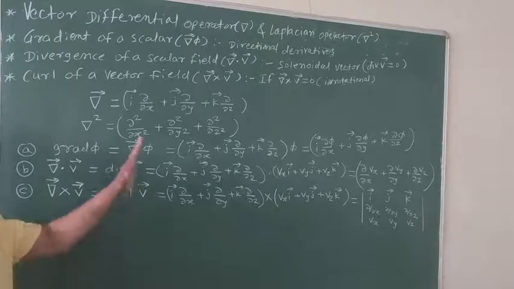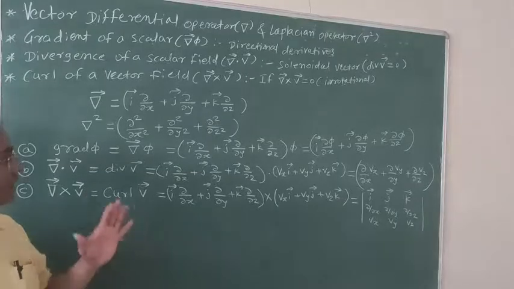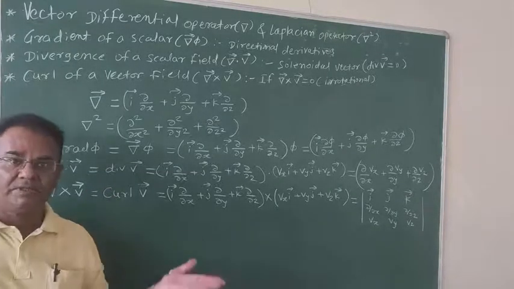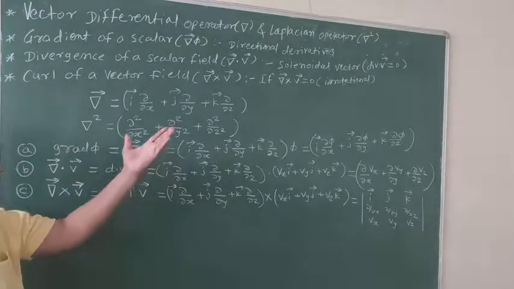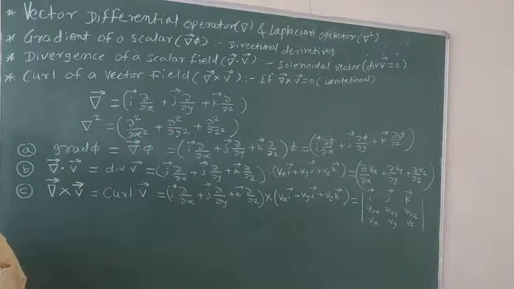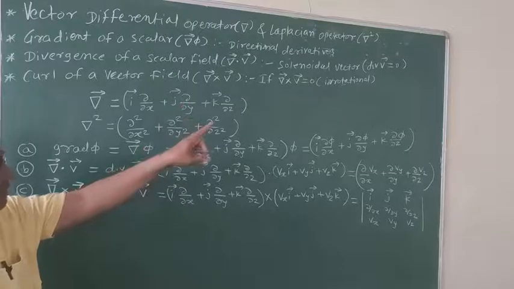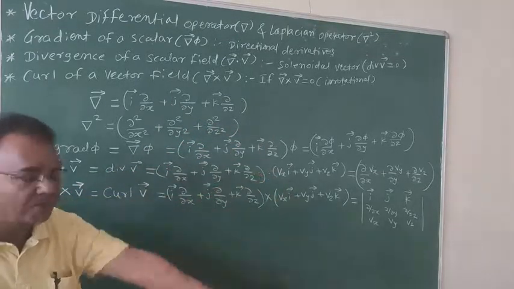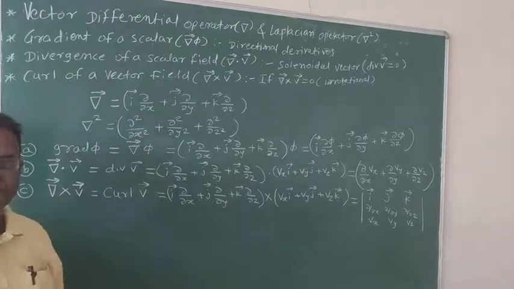These are the important points. 100% question asked on this point. For example, define the solenoidal vector field. In one sentence: the vector field for which divergence of V is 0 is called a solenoidal vector field.